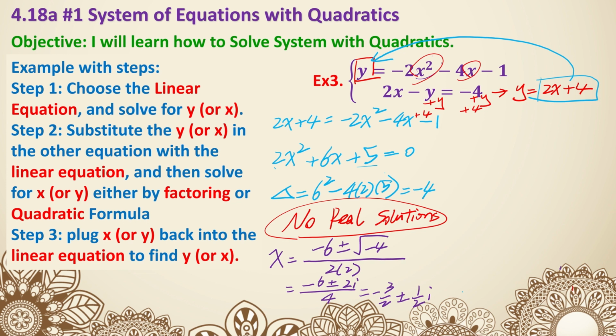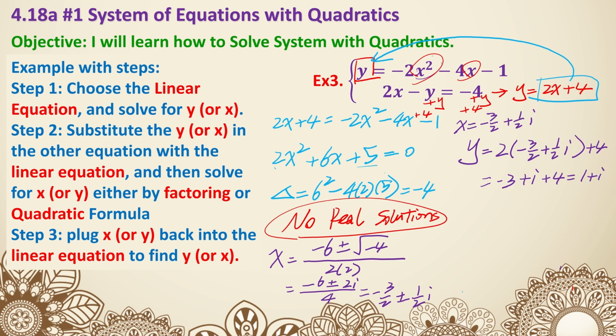And we can still actually find the y values. So the y is going to be, well, when x equals -3/2 plus 1/2 i, the y is going to be 2 times -3/2 plus 1/2 i, and then plus 4, which is going to be -3 plus i plus 4, so it's 1 plus i. And if you actually check for the other one, x equals -3/2 minus 1/2 i, is very similar. Y is going to be a 1 minus i. So you can still write them, it's just it won't be real points on the graph, it would actually be in the complex plane. So the actual answer for example 3 is no real solutions.